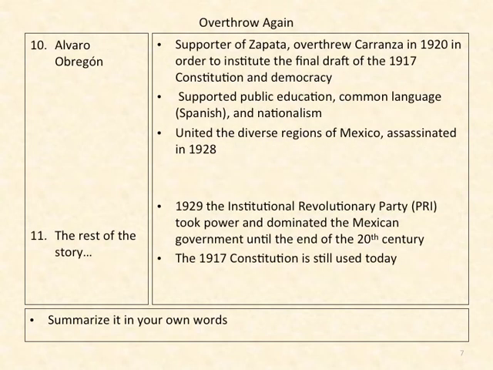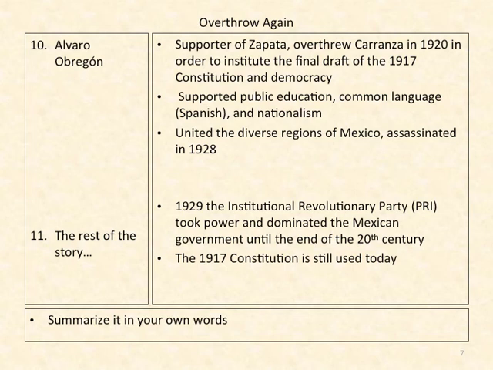All right, Alvaro Obregón. He is a supporter of Zapata, and he overthrows Carranza in 1920 in order to institute the final draft of the 1917 Constitution and democracy. He supports public education, makes Spanish the common language, and nationalism. And he helps unite the diverse regions of Mexico. Unfortunately, he is assassinated in 1928.